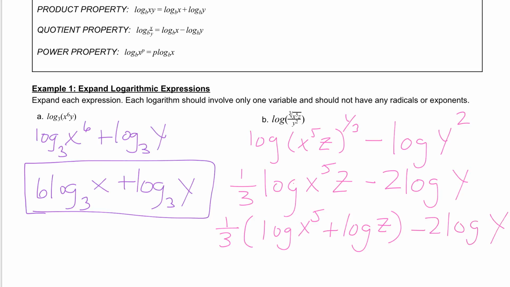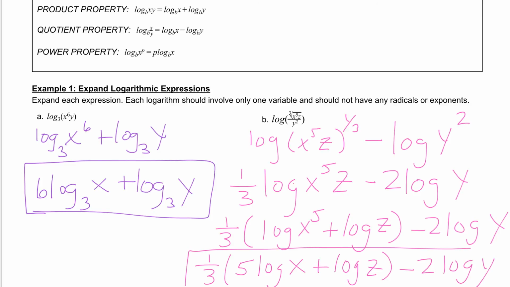And then my last step is I still notice that I have an exponent here, so this 5 needs to come into the front of this log. And my final answer would look like this. 1/3 times 5 times the log of x plus the log of z minus 2 times the log of y. And that's expanded all the way out.